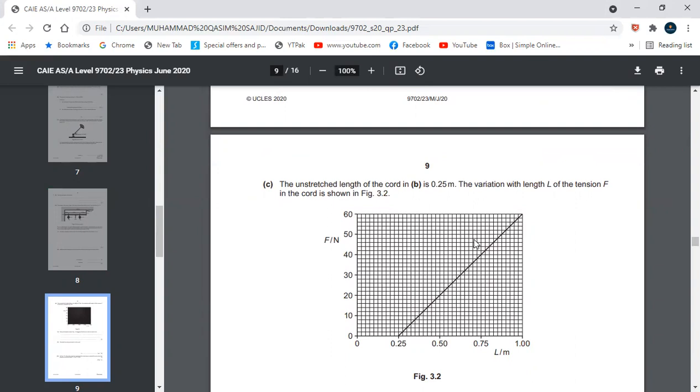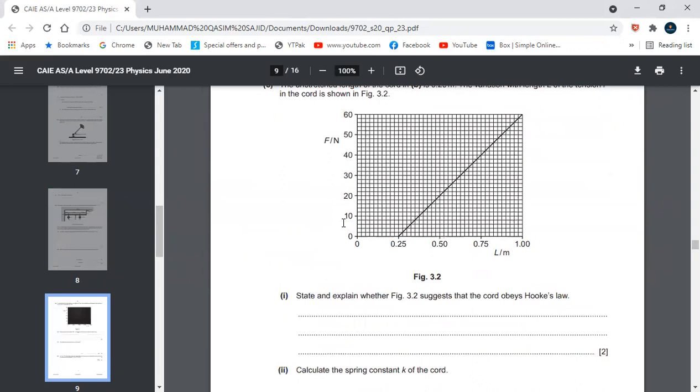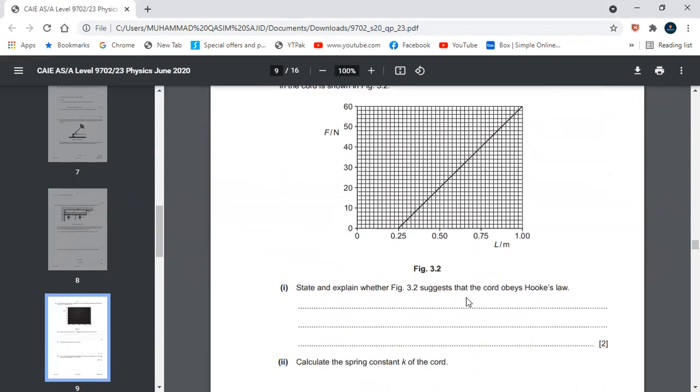the cord length is 0.25 when unextended, and the length is this one. We have to state that this suggests that the cord obeys Hooke's law. So what is Hooke's law? Hooke's law states that F equals kx. This means that the extension, the value of x, is 0 when force is 0. So state and explain that the cord obeys Hooke's law.